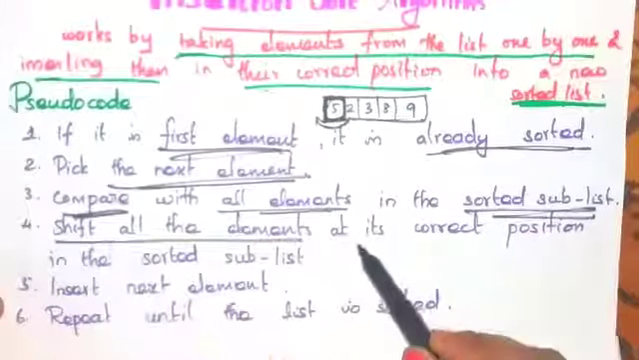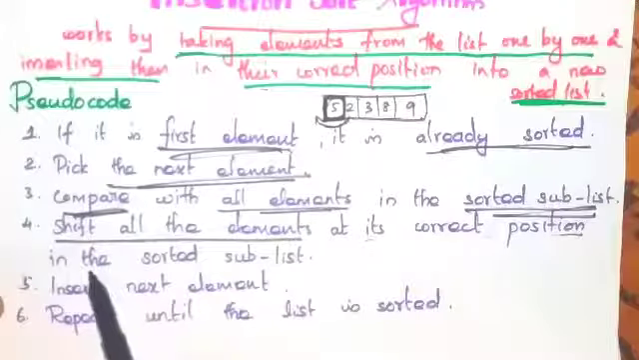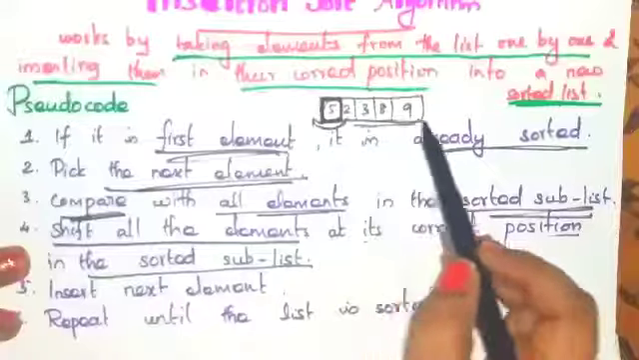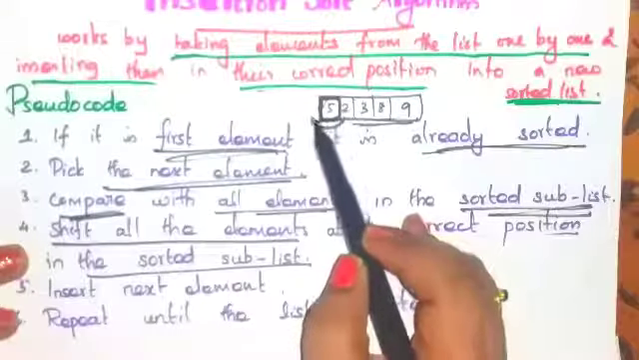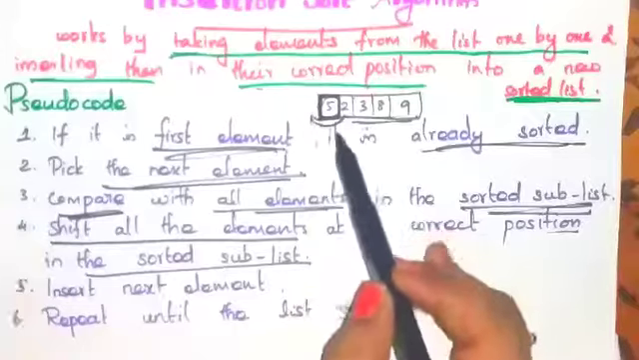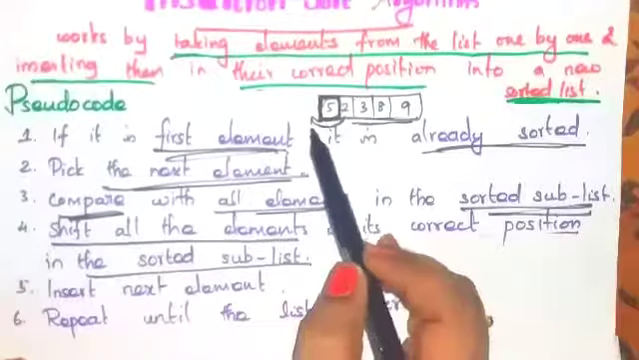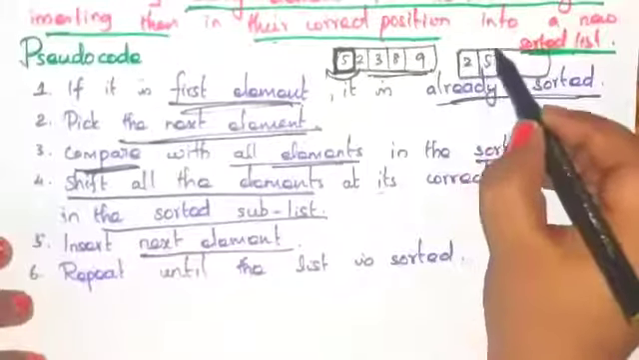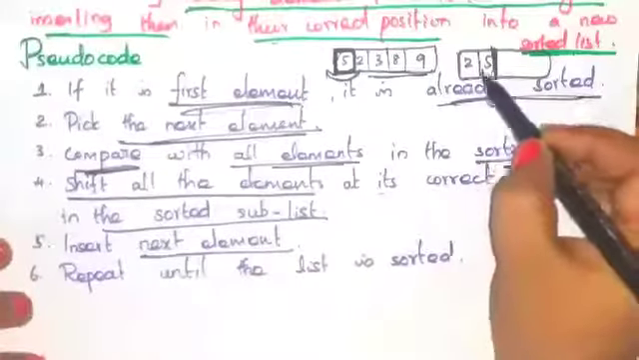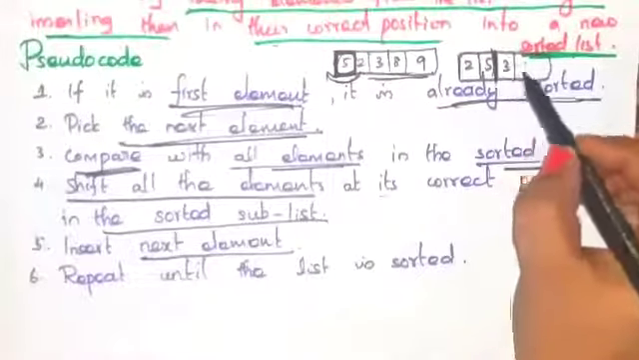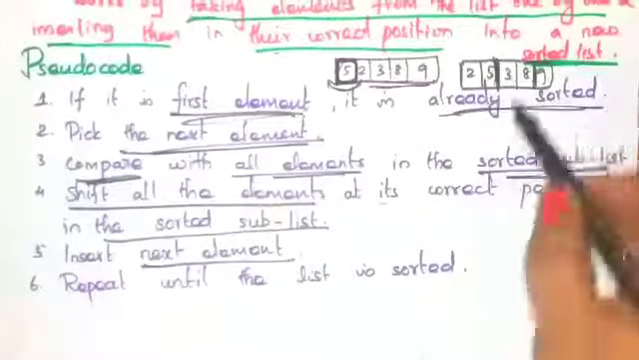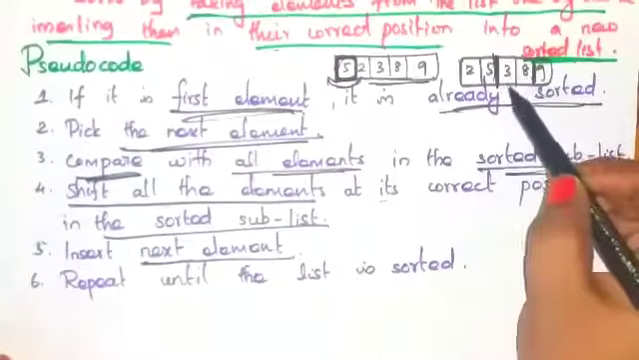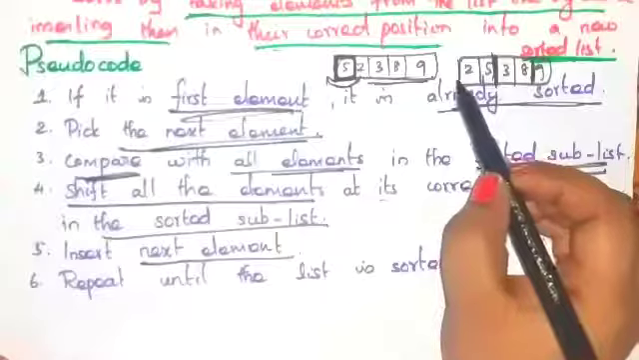Shift all the elements to their correct position in the sorted sublist. First take an element from the unsorted sublist, compare that element with the sorted elements, and place that element in its correct position in the sorted sublist. Insert the next element: 2, 5 are the sorted list. Next write the unsorted elements 3, 8, 9. Next take the next element 3, and insert this element in the sorted list here.